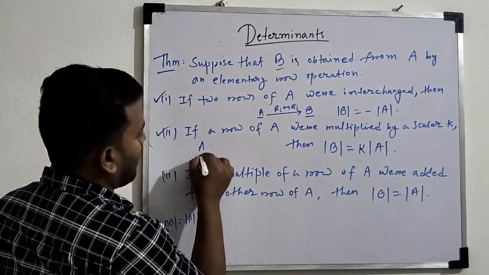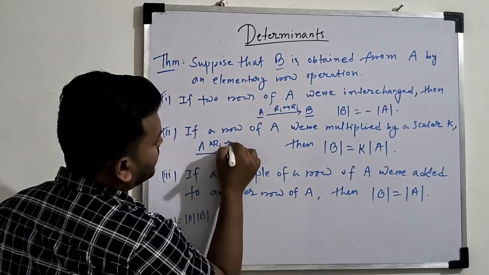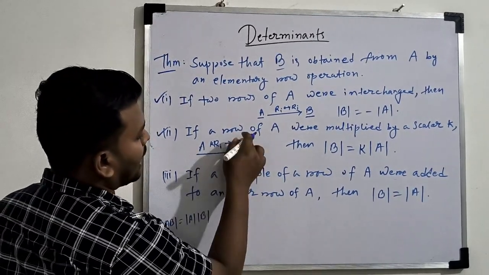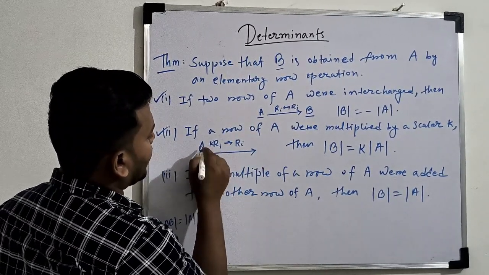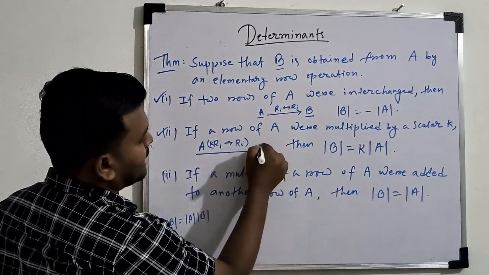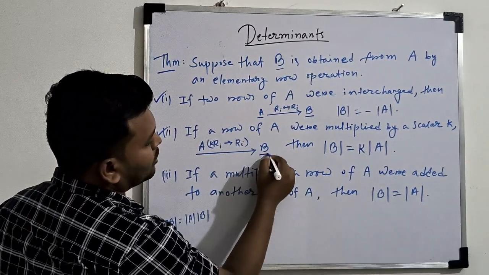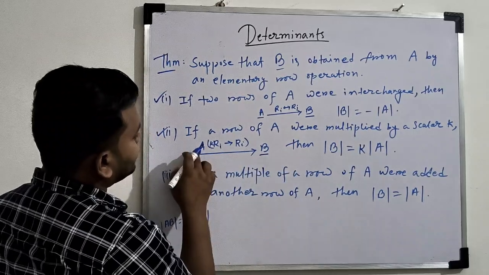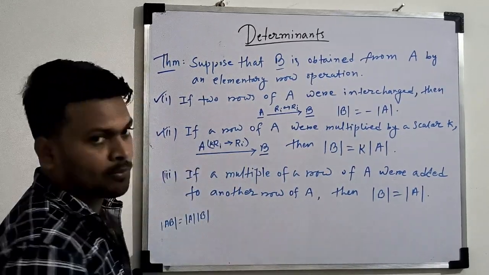So if we applied k into Ri implies Ri, that is, Ri replaced by k into Ri, if we apply this row operation on this matrix A and we get B, then the determinant of this matrix will be k into determinant of A.